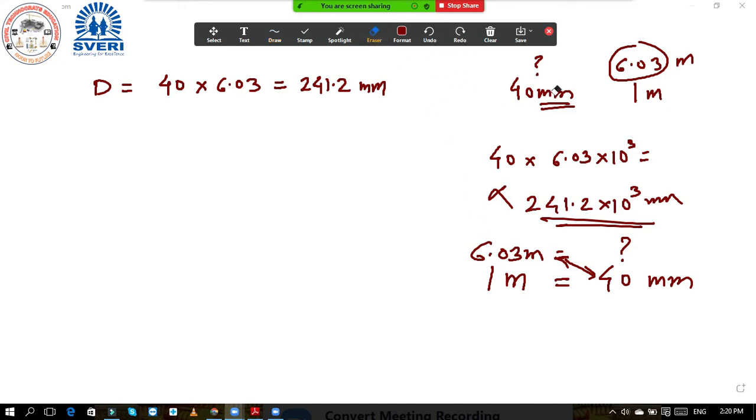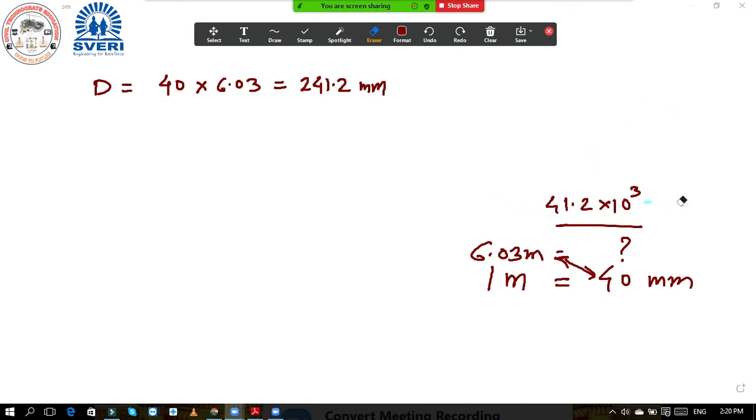Here you can make mistakes in examination. So that point I have told you already. So pay attention towards that. So this problem is very easy.